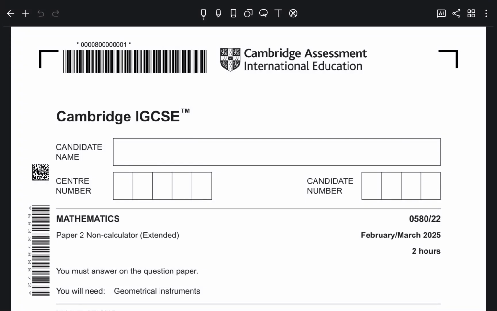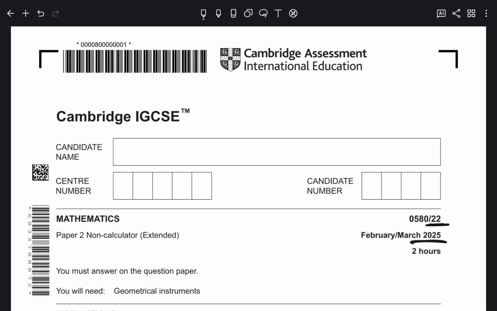Okay, so here we are now going through the non-calculator paper. Can you see this? This is paper 2. So it's paper 22 from February, March 2025. You are going to be given 2 hours to do this in your exam. You should try to do it as fast as you can.